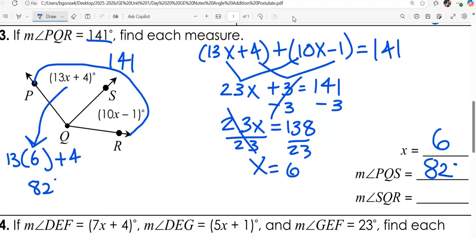Can you just use a protractor for that? No. A protractor will help you get x, but we do not know if these are to scale, so use the numbers they give you, the way I'm teaching you, please. And then SQR, bring this down, 10x minus 1, 10 times 6, 60, minus 1, 59 degrees.